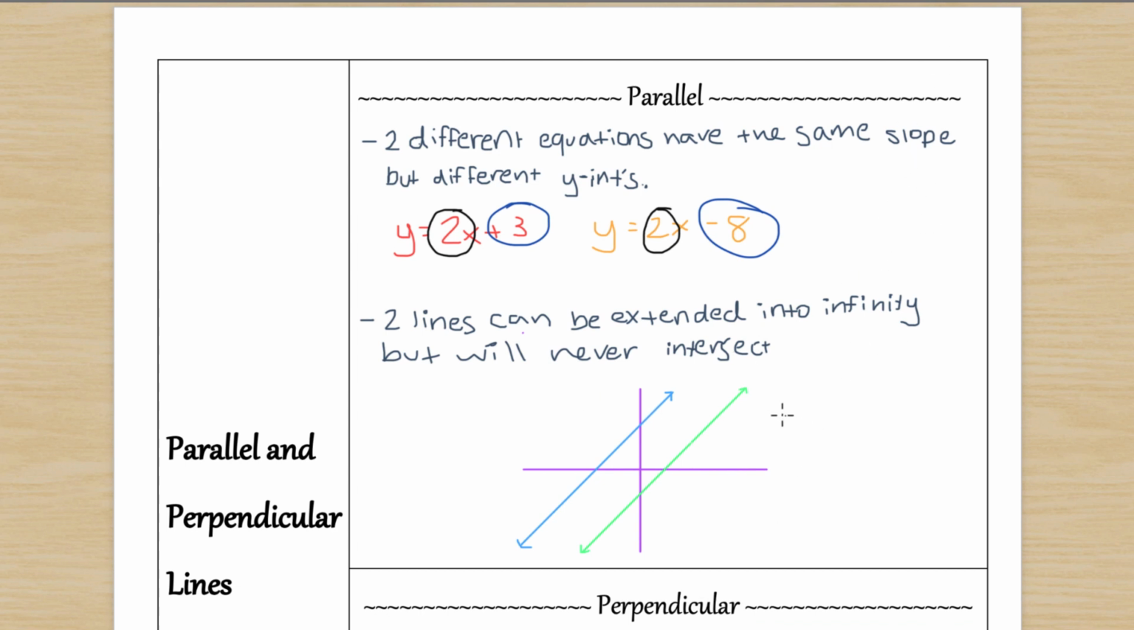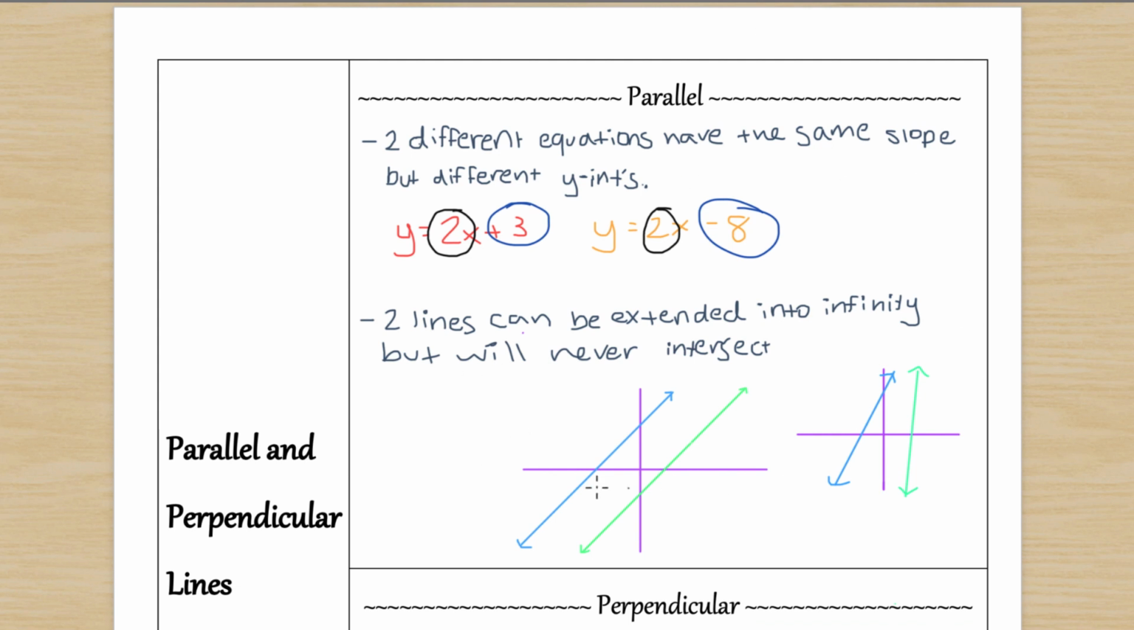But just because you don't see them intersecting on a graph doesn't mean that they are parallel. For example, take this little graph right here. On this graph, they're not shown to be crossing each other. But if I go ahead and extend both of these lines, they'll end up crossing each other at some point, even though it's not shown on the graph. So you have to be careful of that when you're finding parallel lines.